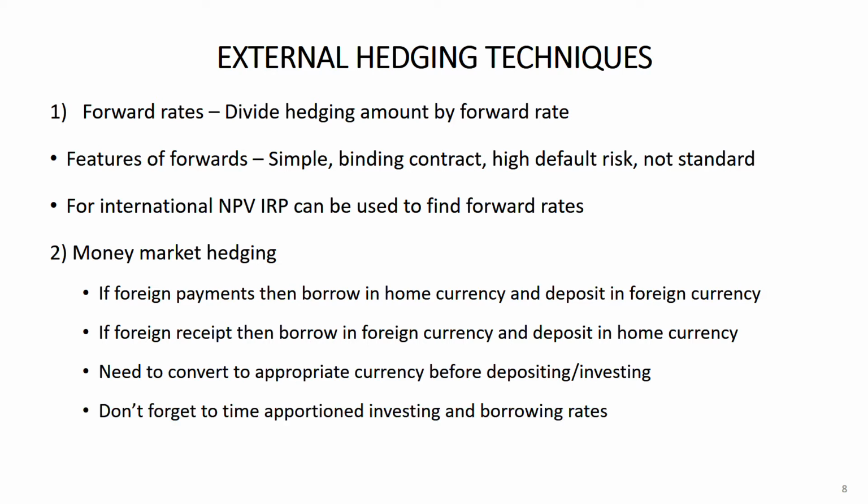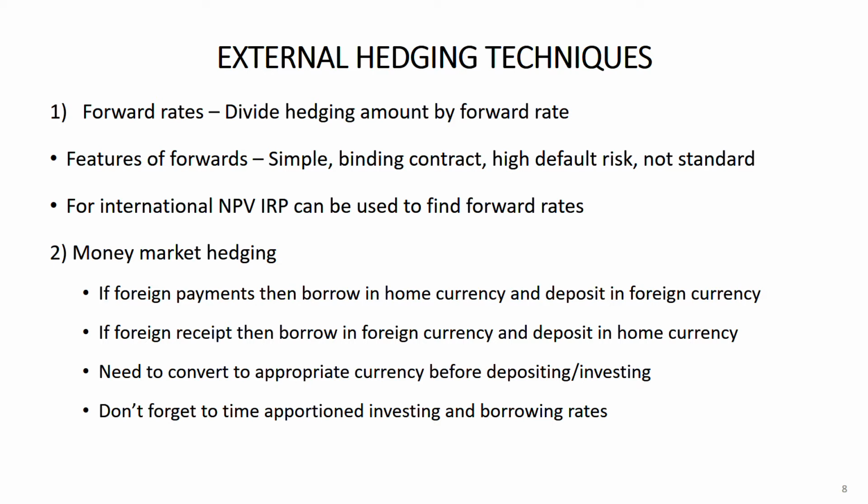Next, don't forget to time apportion investing and borrowing rates. Yes, you must be given the borrowing and the investing rates. They are annual rates. You need to take them for the months. Let's say you are hedging for 3 months. So you have to take the rate of the 3 months only. Let's say 12% is the annual rate. You have to take 3 over 12 of 12%, which will be 3%. So that's how you have to time apportion.